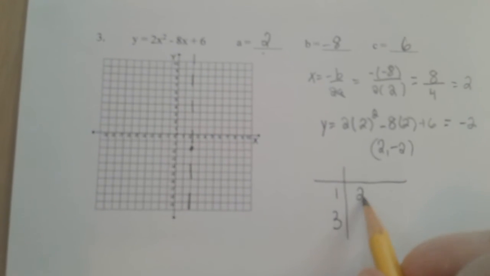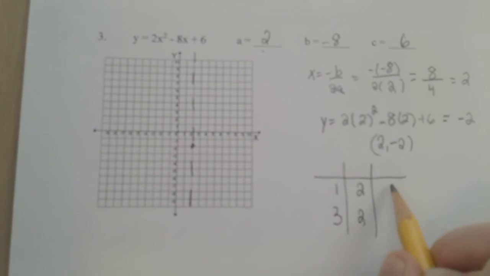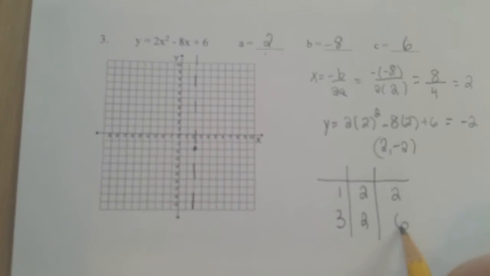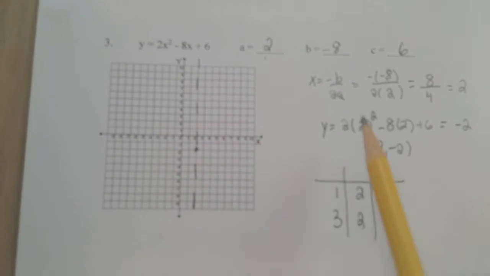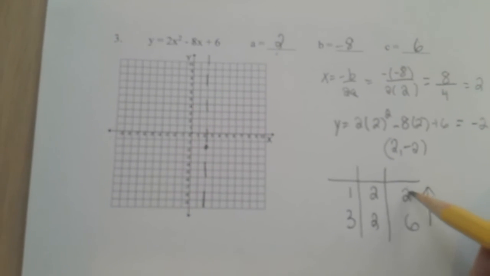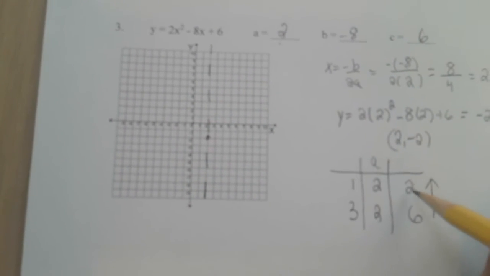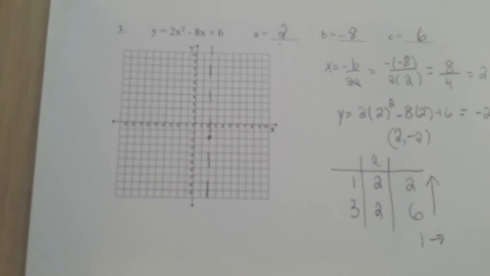Here my a value is 2, so this is going to change a little bit. My vertical change: 1 times 2 is 2, 3 times 2 is 6. So you can see that the vertical change is different than our previous two examples because that a value is not 1. So here's my vertical change. This is my a value. I'm going to go up 2, up 6. Once again, you're always going to go 1 to the right as your horizontal change.